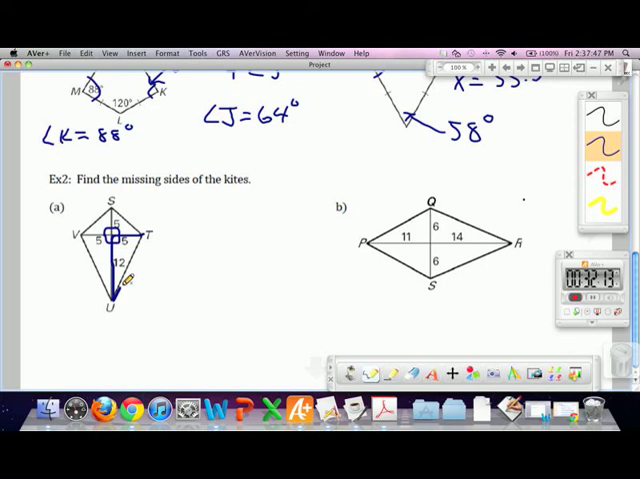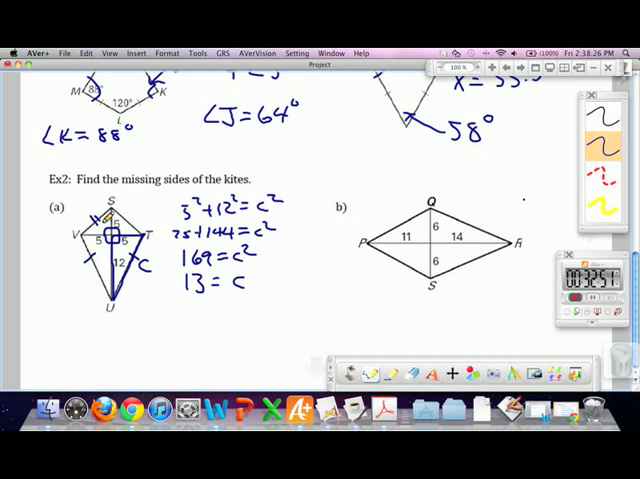If I want to find this missing side, how about you use the Pythagorean theorem? So for this side, we have 5 squared plus 12 squared is c squared. 25 plus 144, 169, plus or minus 13. We won't do negative distance, so c is 13. You could do it again, or you know that we have two pairs of congruent sides. So if this is 13, then this is also 13.